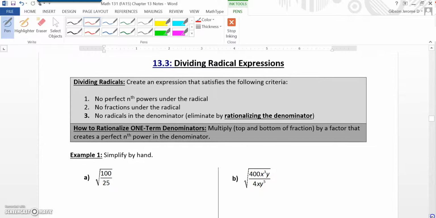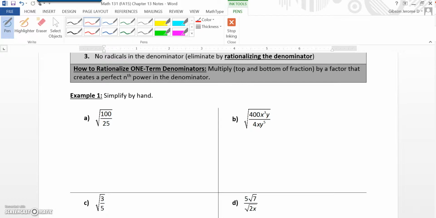So we apply that down here. Look here at A and B. Okay, first we look here at A. Square root of 100 over 25. Now before we do any simplifying, we know that 100 is a perfect square and 25 is a perfect square. So we would do that first. Square root of 100 is 10. Square root of 25 is 5. And we know 10 divided by 5 is 2. So we're done with A.